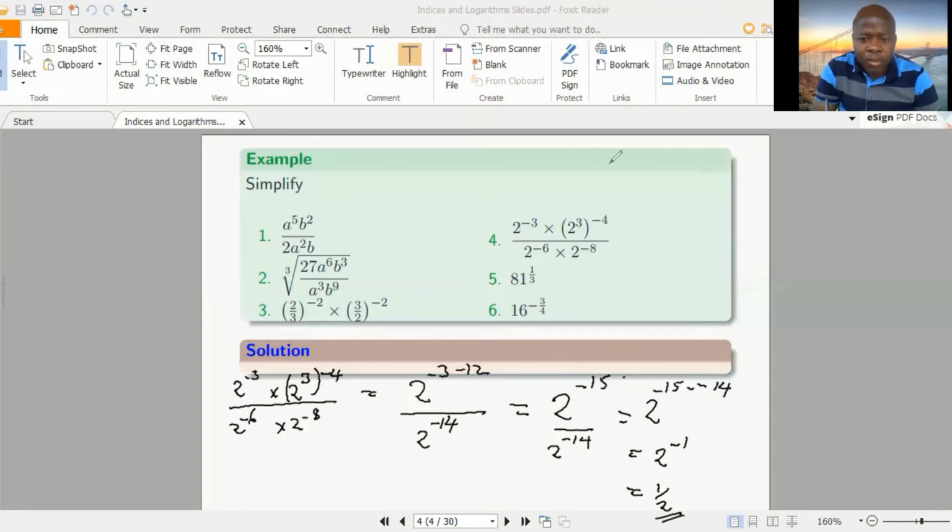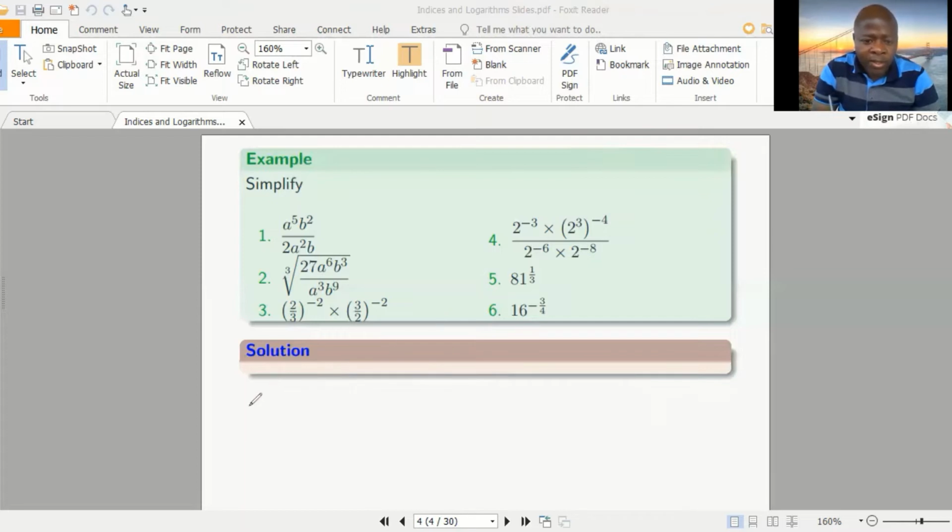Now, I want us to proceed to the other question. Question 5 says simplify 81 raised to a third. That means get the cube root. So 81 raised to a third is the same as saying the cube root of 81.